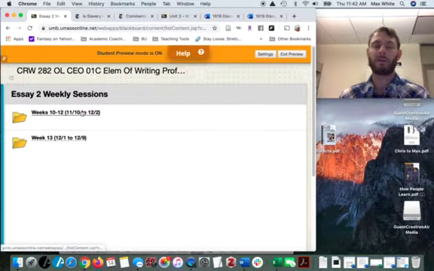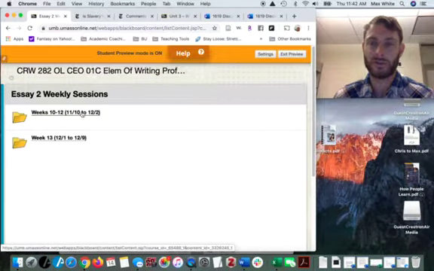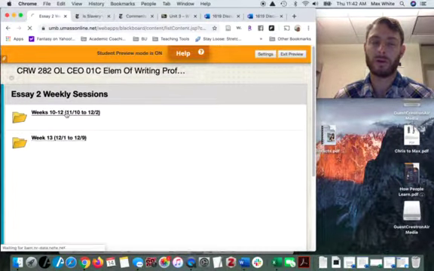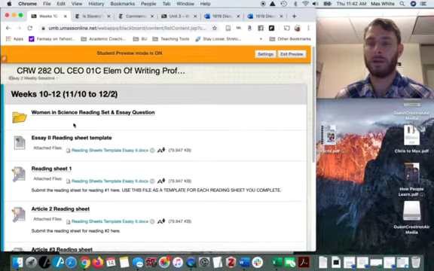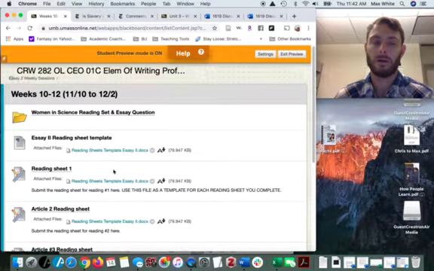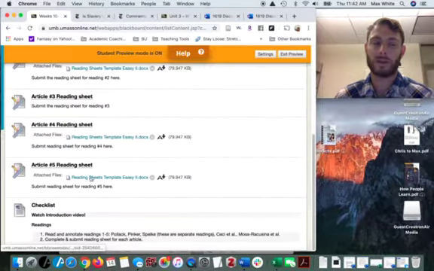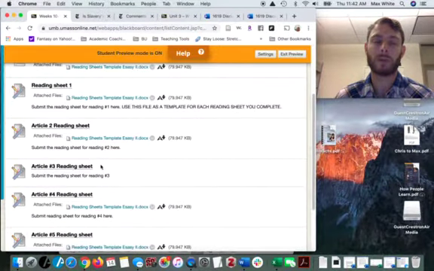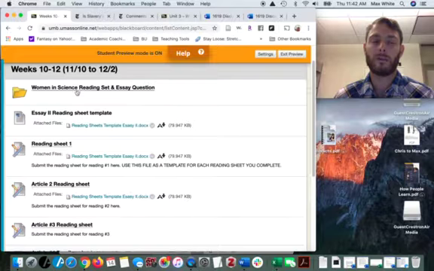I've split it into what are basically our two parts. I have to set one still up, I think, for the last week, although that may just be the submission link. So weeks 10 to 12 get their own folder because we're kind of in that already, and it is pretty straightforward, I think. I guess I can take down one of those. You don't need 5 reading sheets, you need 4. What do we have? The first thing you'll see is Women in Science reading set and essay question.